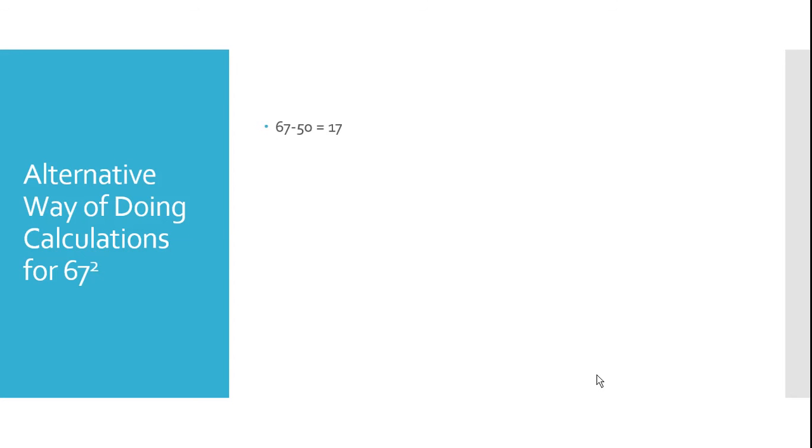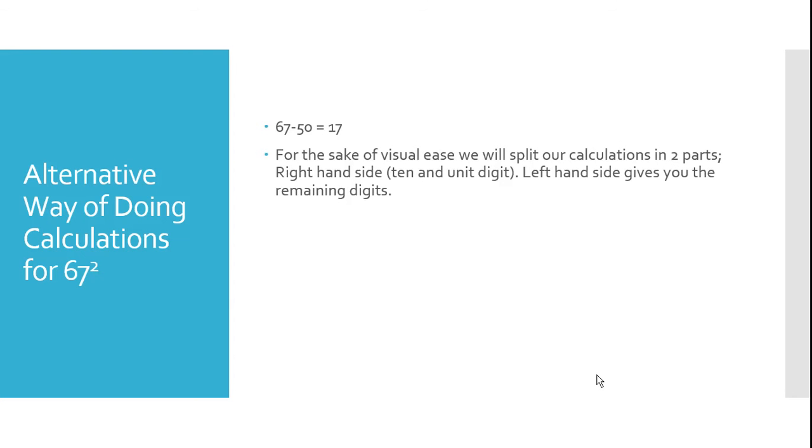Look at this. We were finding the difference of that number from 50, which is 17, which is step 1. For the sake of visual ease, we will split our calculation in two parts, the right hand side and the left hand side. The right hand side will give you the first two numbers, which is the unit number and the 10 number, and the left hand side will give you the numbers which will come in 100 place, 1000th place or 10,000th place. So okay, now look at this.